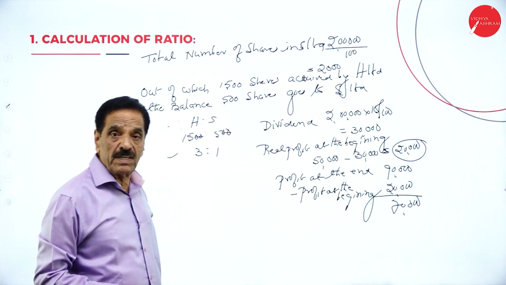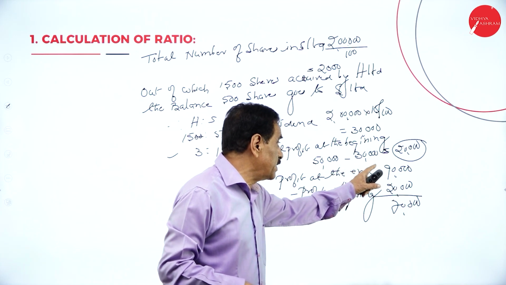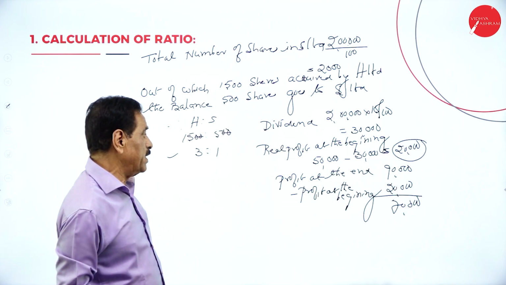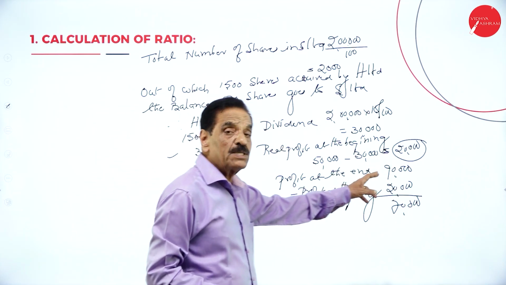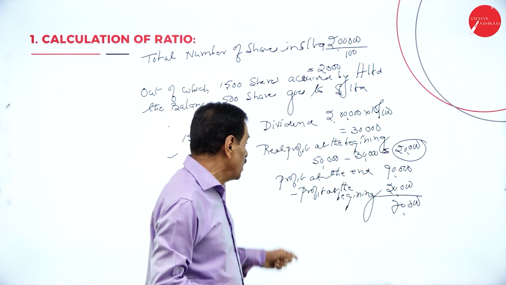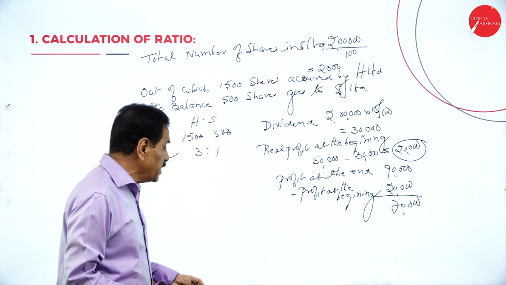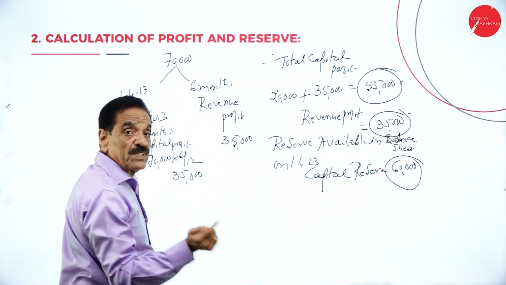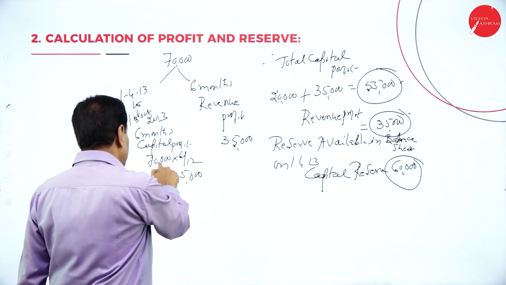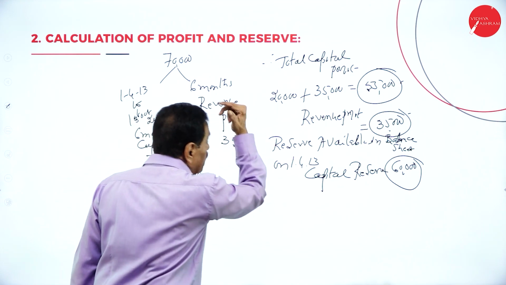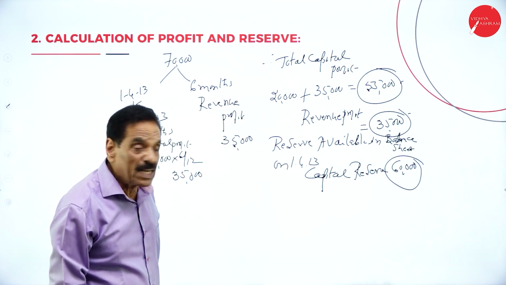Present profit is 50,000 minus dividend 30,000. The balance is 20,000. Profit at the end as per the balance sheet is 90,000 minus profit at the beginning 20,000. Balance is 70,000. So you acquire after 6 months. The first 6 months is the capital profit. The next 6 months is considered revenue profit.